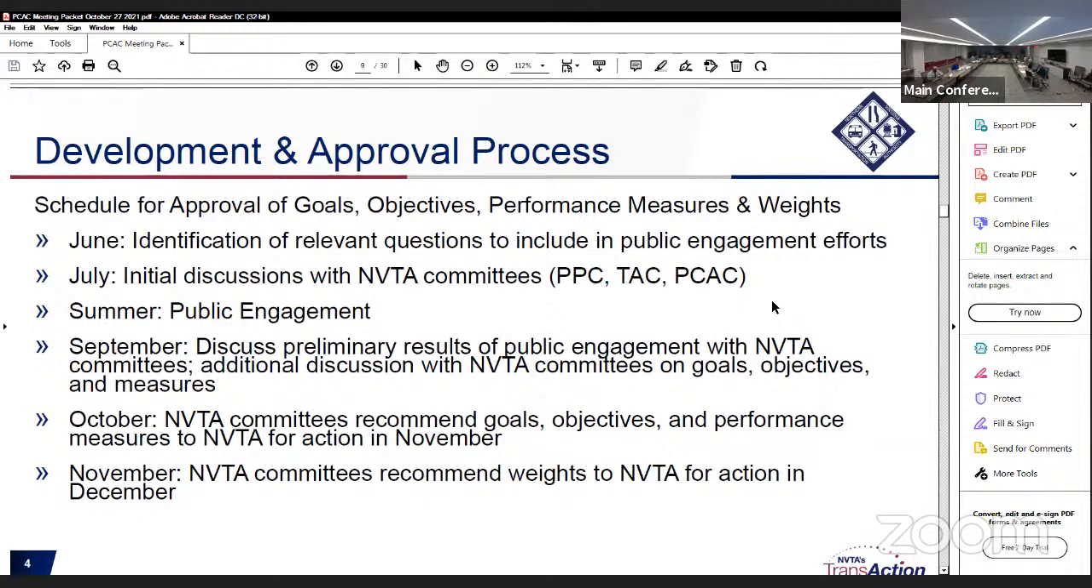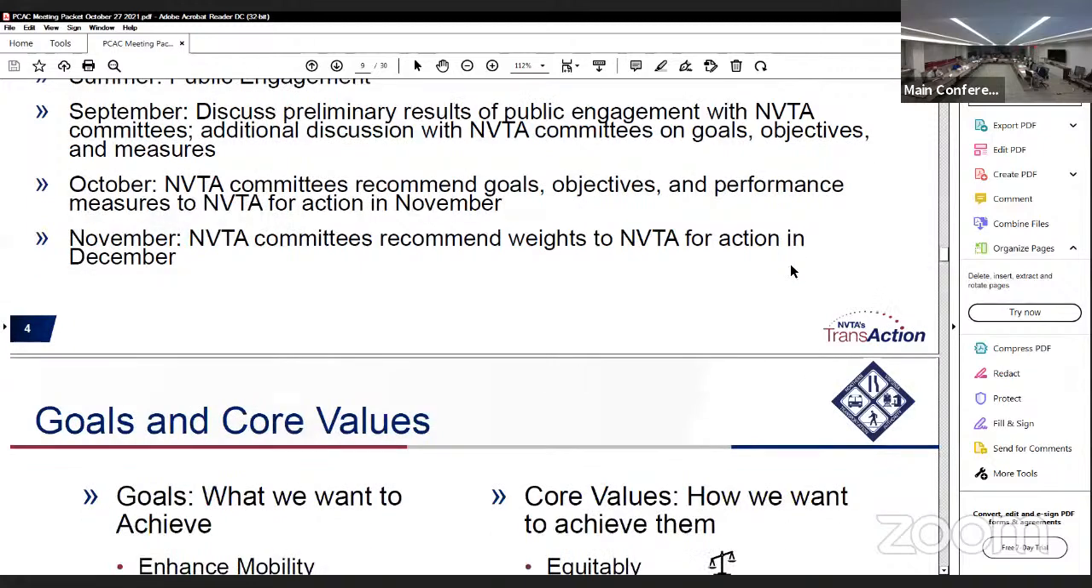So tonight, we're putting forward recommended goals, objectives, and measures for action. They'll be taken to the MBTA for action in November. In November, committees will discuss and recommend weights for the measures, and then those will go to the MBTA in December for action. That's the overall process.